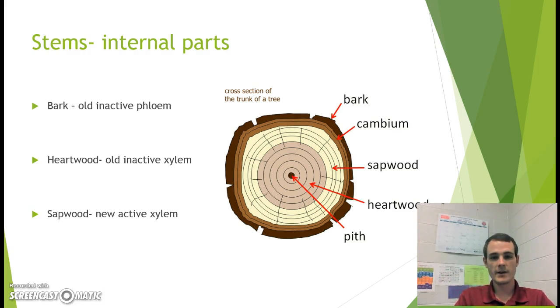And in the very center of the trunk, you're going to find the pith. The pith is not listed here, but is the very center of the trunk. And then sapwood. Sapwood is new active xylem. So make sure you know heartwood is old inactive xylem. Sapwood is where the sap of the plant comes from. You see that gooey, sticky stuff, especially on pine trees. The sapwood is new active xylem.